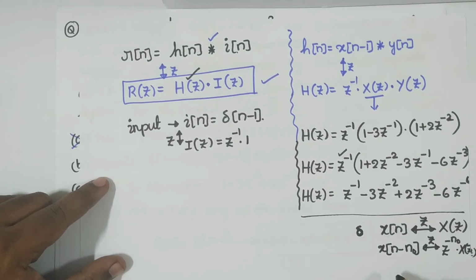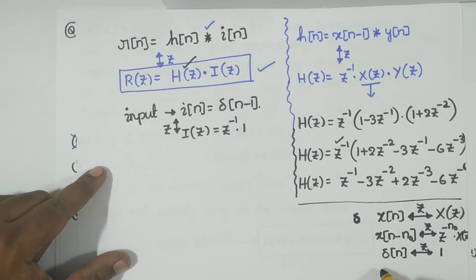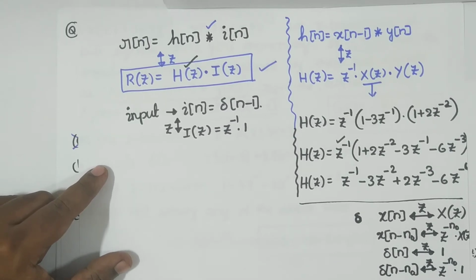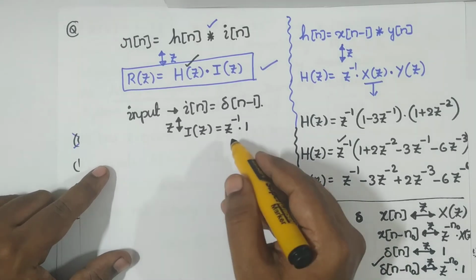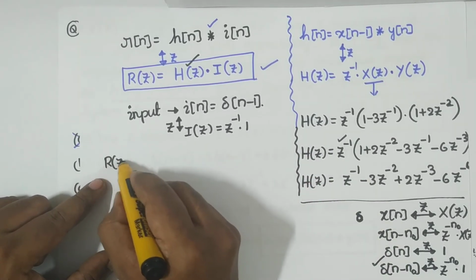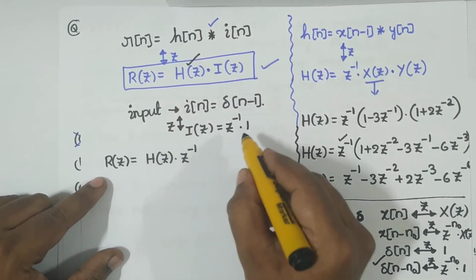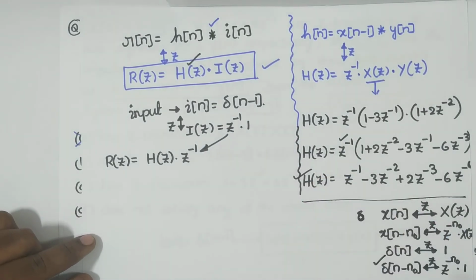Now on similar lines, what do you have? If I take delta of n, its z transform is 1. Now delta of n minus n naught, its z transform is z power minus n naught multiplied by 1. Yes or not? So that is what we are using here, and we obtain like this. So therefore I of z is z power minus 1. Now R of z equals H of z multiplied by I of z, where I of z is z power minus 1. Now what is H of z? H of z we have like this.